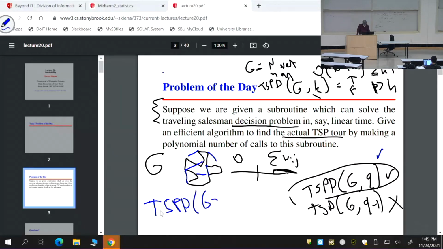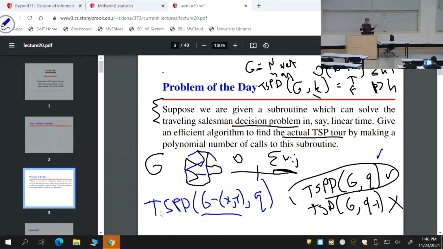Take G minus an edge xy. And I ask again, if I delete an edge, whether there's a TSP tour of size Q. One of two things is going to happen: either it's going to come back with a yes or a no. What if I delete the edge and there is still a tour of size Q? What should I do?